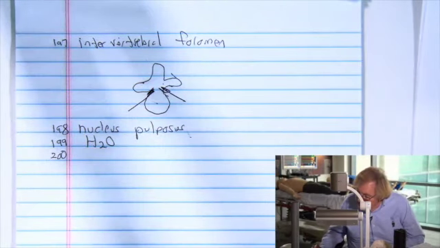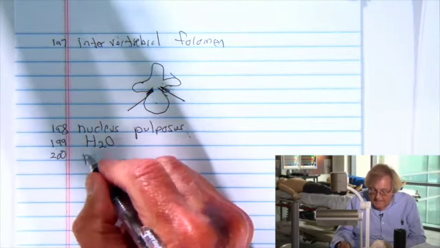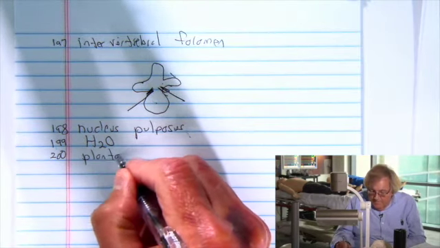200 says soles face each other. When my soles face each other, that means the bottom of my feet are facing one another. That's called plantar inversion.